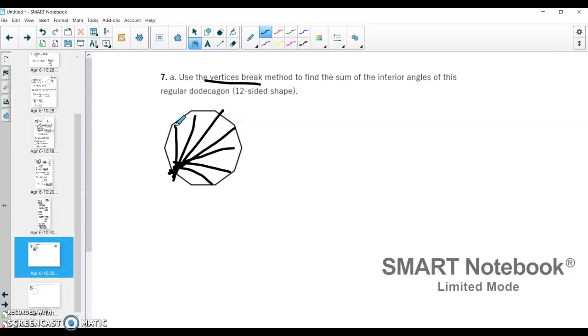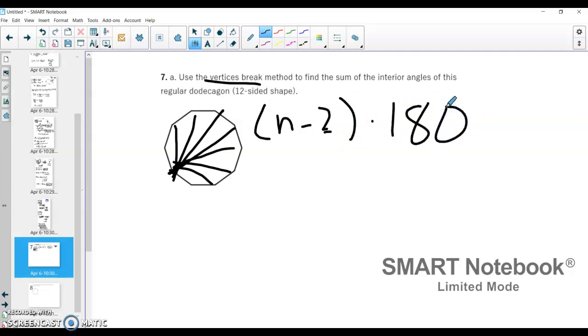Okay? And then what you get, and this is the idea here, that when you do a vertice break method, the triangles that I'm creating here by breaking it, there's always 2 less triangles than the number of sides. And so if I'm doing the vertice break here, that leads me to this idea that there are n minus 2 triangles, 2 less than the number of sides, and each triangle has 180 degrees in them. So if I want to find the sum of the interior angles using the vertice break method, this is the equation I use: n minus 2 times 180, because there's always 2 less triangles in here than there are number of sides, and each triangle has 180 degrees in them. Okay?